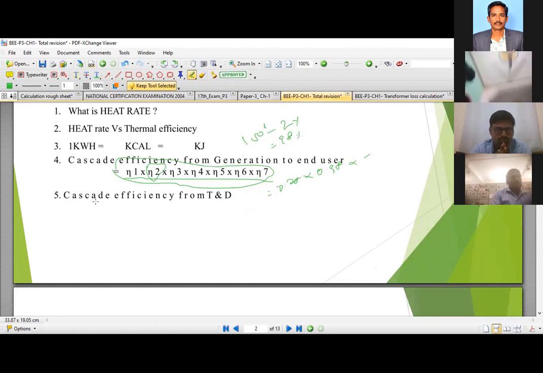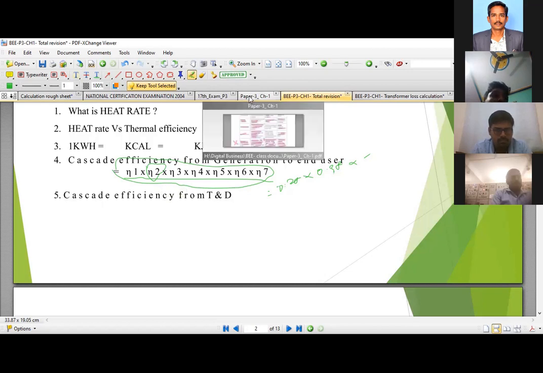What is the cascade efficiency, transmission, distribution? Yes, sir. From transmission means N2 into N3, like that. Okay. From N2 we have to start. The generation, we have to leave out the generation. Okay.